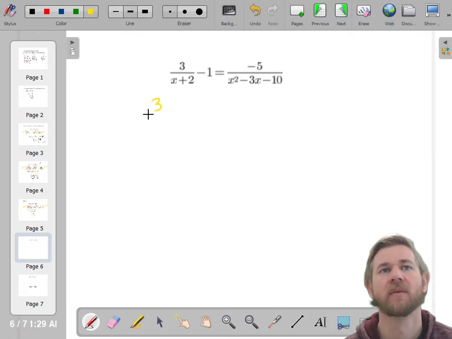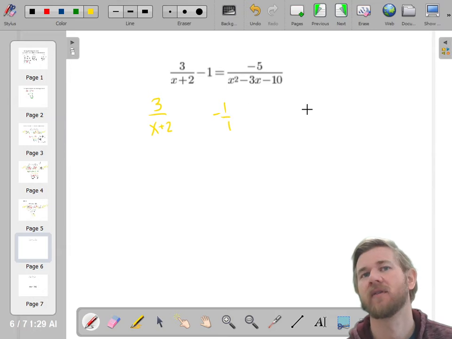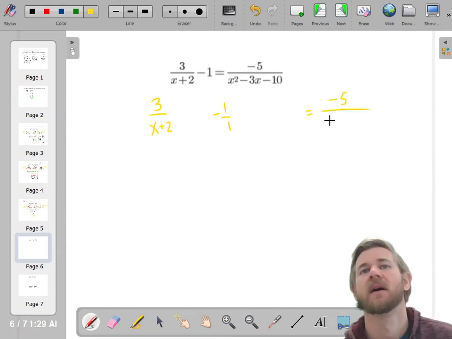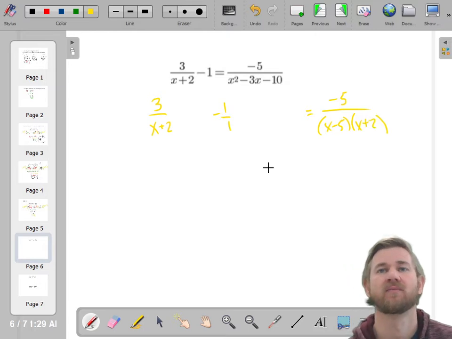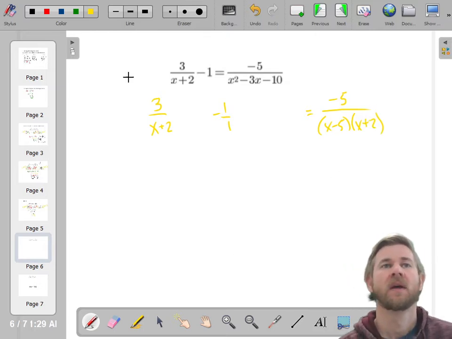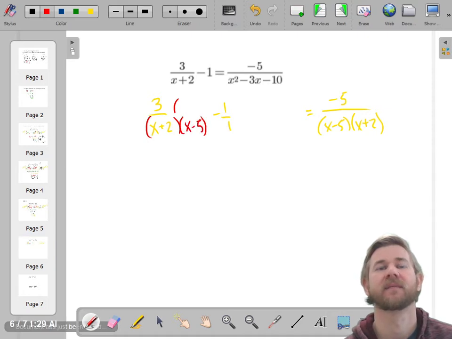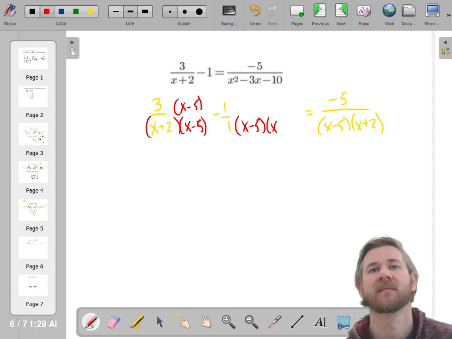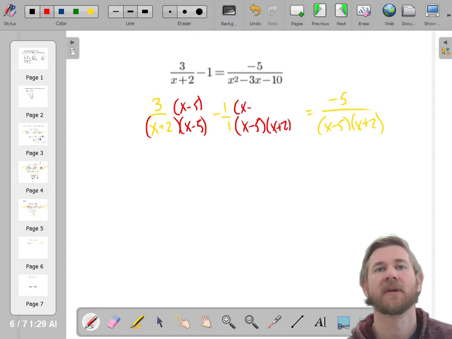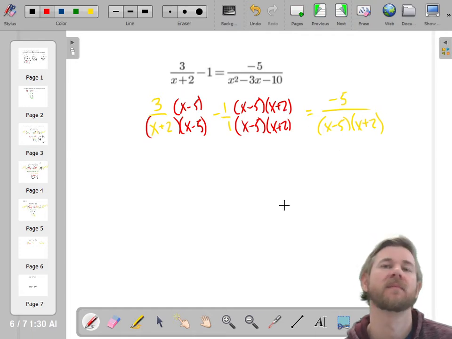Let's keep going. 3 over x plus 2 minus 1. Okay, minus, you got to be a little careful here. This can mess with you. Factor, x minus 5, x plus 2. So what do we need? This guy's got an x plus 2, needs an x minus 5. This guy needs everything, top and bottom. This guy's got both, so we're good.